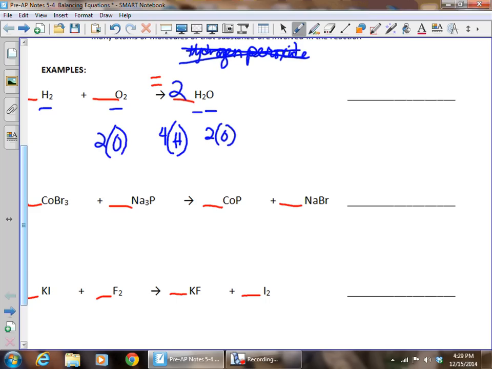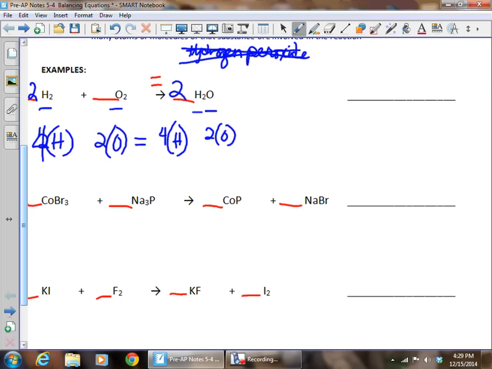That helped out my oxygens. I got my oxygens balanced with the other side, but look at what happened. Now with those 2 hydrogens, I'm unbalanced again. So what I'm going to need to do now is put a 2 in front of that formula. And when I do, remember it multiplies by the subscript. So now I do have my 4 hydrogens on the left-hand side. So that is a balanced chemical equation.